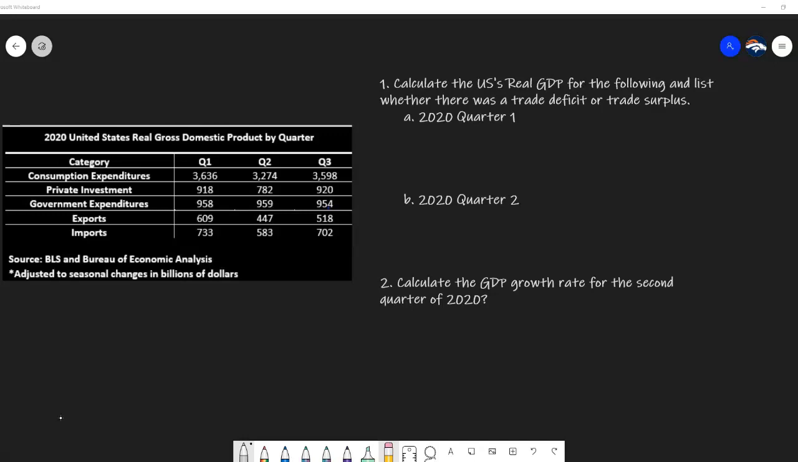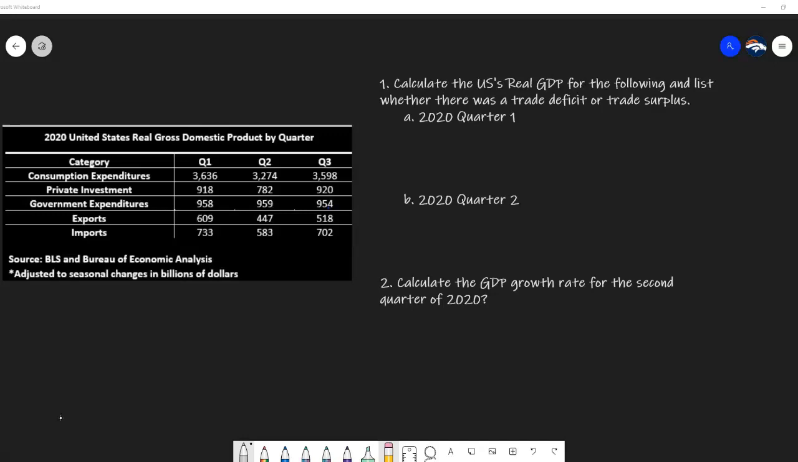It can even be a state that we're looking at, or even a city if we're looking more specific and granular. Typically, though, we talk about countries when we're talking about GDP. Before we get too far into it and do the calculations on the screen, let me discuss the components or variables within GDP.